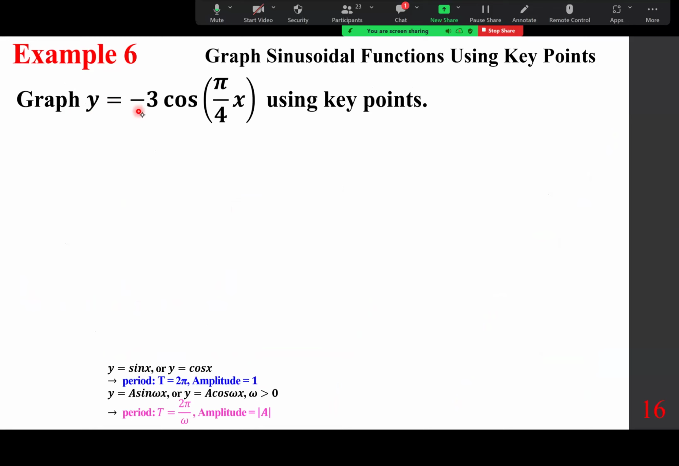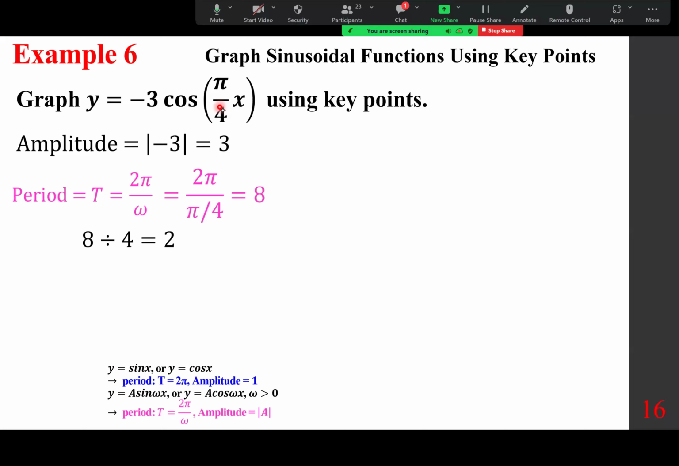Graph of y equals negative 3 cosine of pi over 4 x. The amplitude is the absolute value of negative 3, which makes it 3. The period is 2 pi divided by pi over 4, which makes it 8. We cut this into 4 equal parts. 8 divided by 4 equals 2. So we're going to go from 0 to 2, 2 to 4, 4 to 6, 6 to 8.